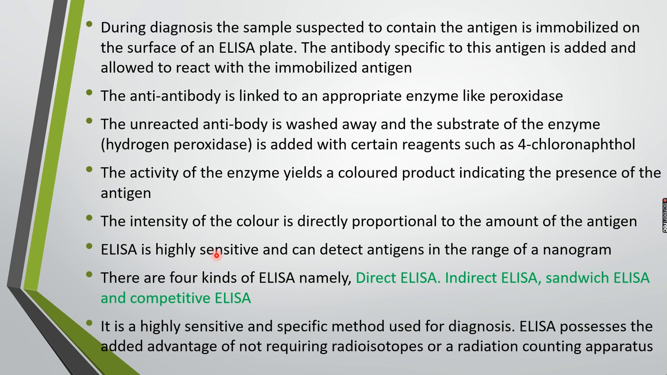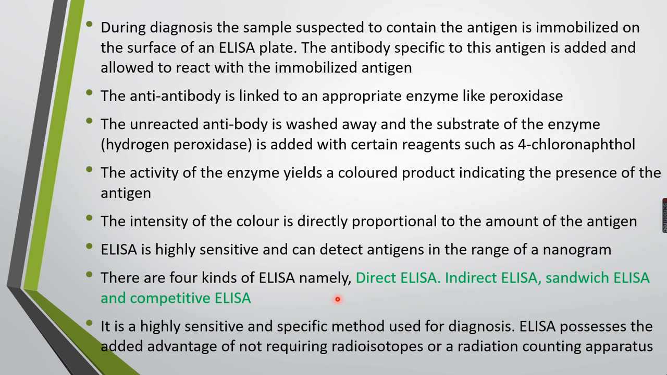ELISA is a highly sensitive test to detect antigens in the range of nanograms. The antigen, that is the HIV virus, in nanogram quantity, 10 power minus 9 gram. Even in that minute quantity, if HIV is present in the blood sample, we can detect it. That's why it is called highly sensitive.